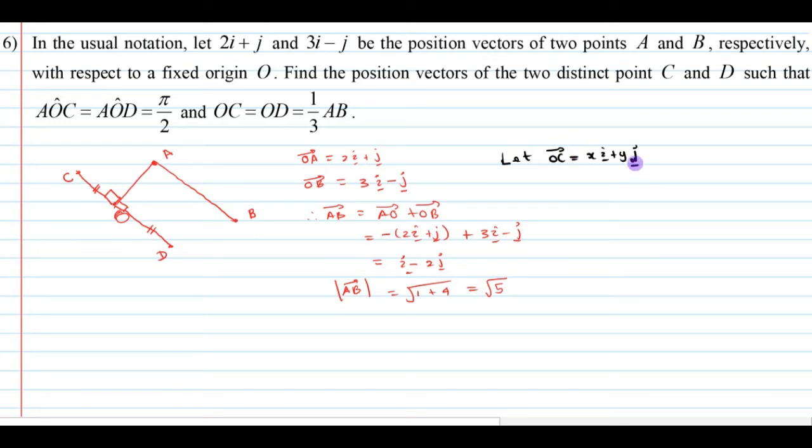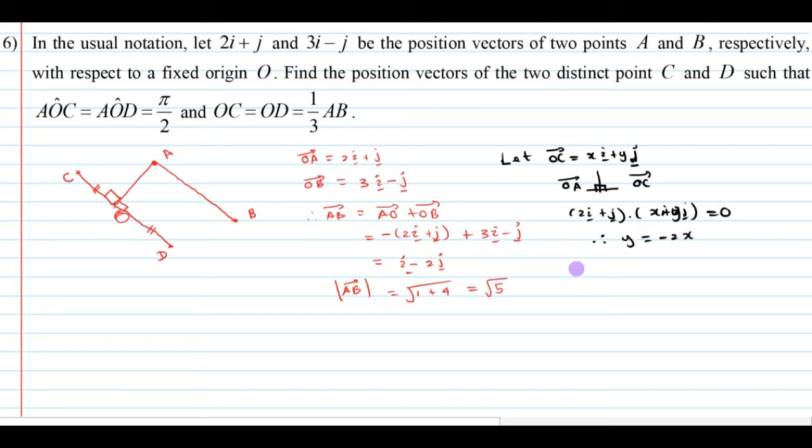Let OC be equal to xi plus yj. OA is perpendicular to OC. Therefore, we can consider the dot product OA dot OC, 2i plus j dot xi plus yj, which should be equal to 0 because OA is perpendicular to OC. Then we get y equals minus 2x.